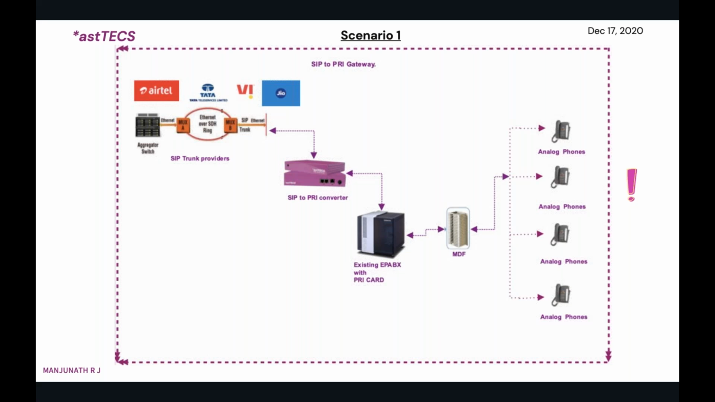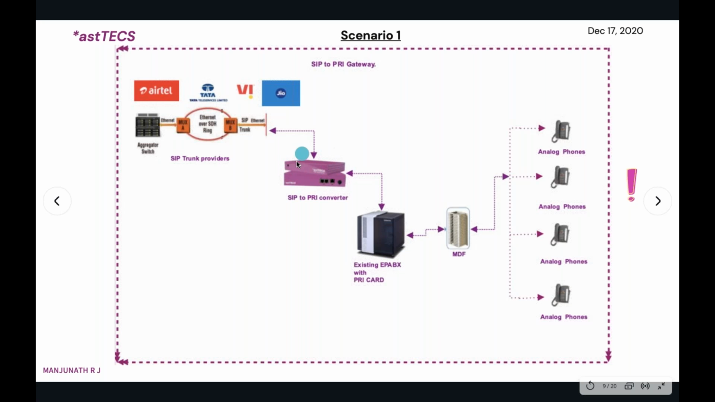Most of the people, from Jammu Kashmir to Kanyakumari, from Gujarat to Nagaland, in most of the places, SIP trunks are already feasible, and people would like to go for SIP trunks. The moment you buy SIP trunks and you have an EPABX, you can see there is a SIP gateway in between. I hope my cursor is visible for you.